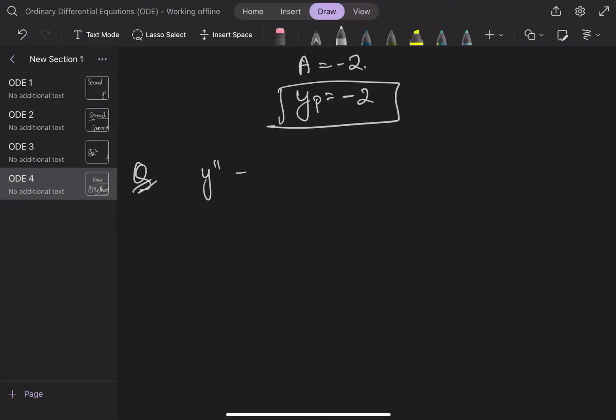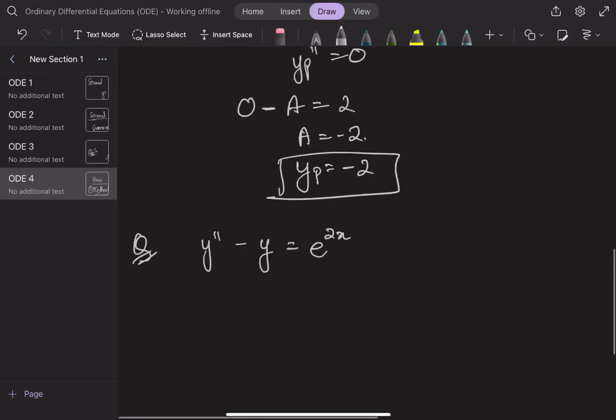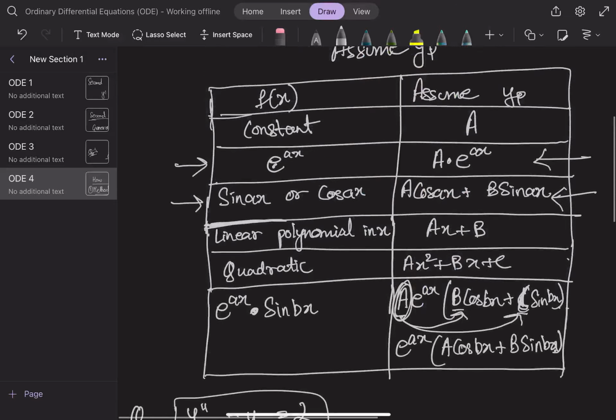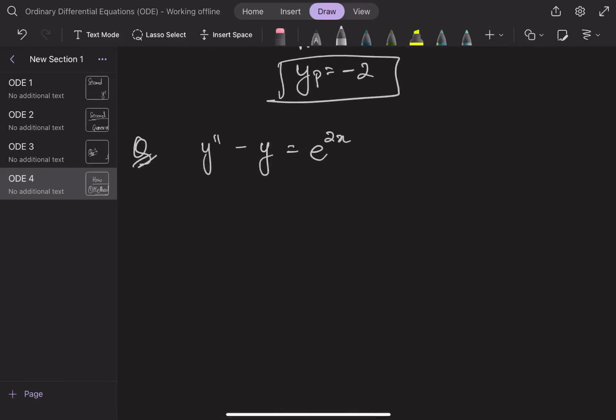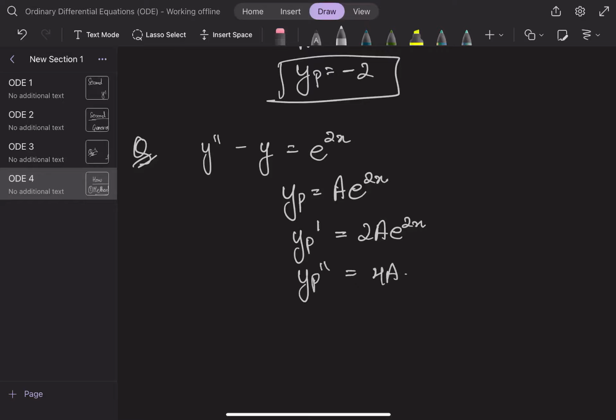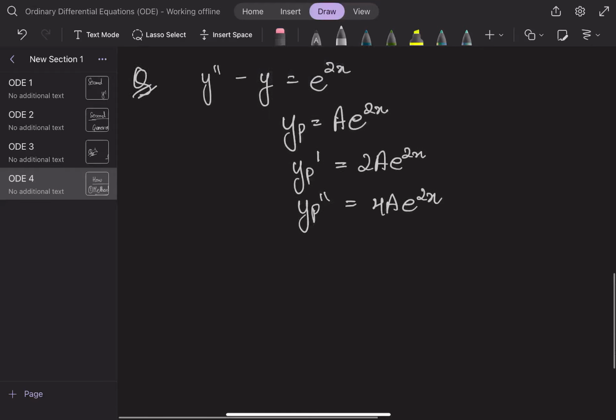y double dash minus y is equal to e raised to 2x. When it's e raised to ax, we assume a times e raised to ax. Keep in mind the a are different. So let's assume yp is equal to a times e raised to the power 2x. Whatever you have over here, you take over here. So yp dash is 2a e raised to 2x. yp double dash is 4a e raised to 2x. So let's plug it into this equation.